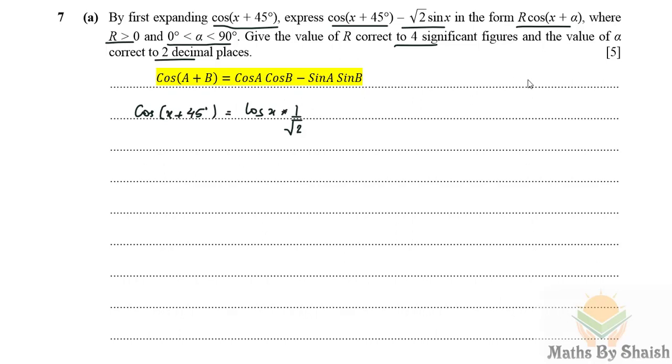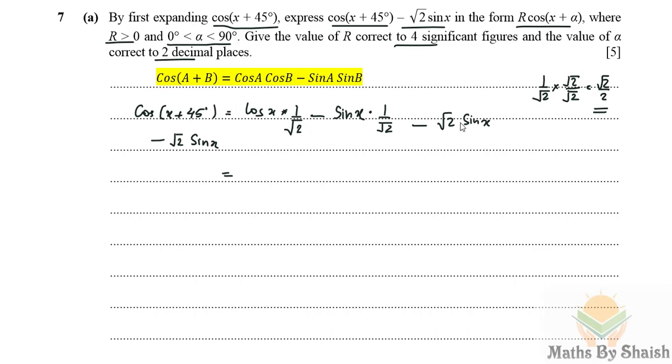Root 2 over 2, that's the same thing, because 1 over root 2 can be written by multiplying by root 2 and dividing by root 2. We'll get root 2 over 2. But anyway, cos 45 degrees is 1 over root 2, minus sin x into sin 45 degrees, that is again 1 over root 2. So we can write this cos(x + 45) minus root 2 sin x. We subtract root 2 sin x here as well.